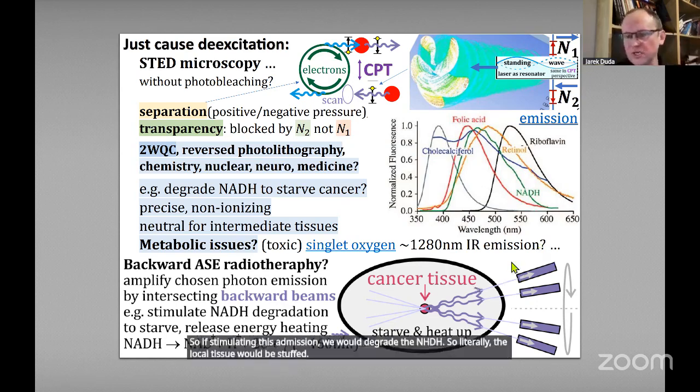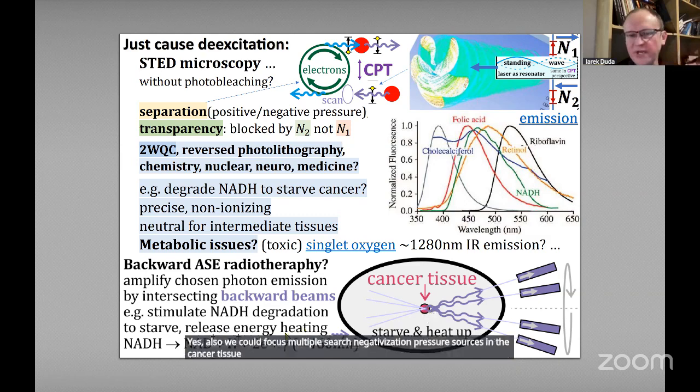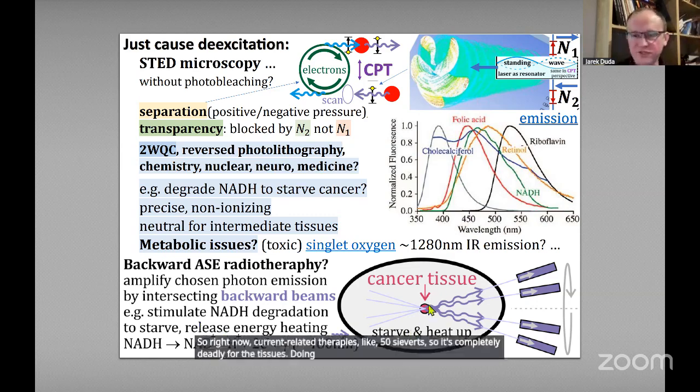Yeah, so we could focus multiple such negative radiation pressure sources in the cancer tissue. Let's say speeding up the degradation 10 times, and for intermediate tissues for a fraction of a percent. So it would be completely negligible. Currently radiotherapy is like 50 sieverts, so it's completely deadly for the tissues. Doing radiotherapy with negative radiation pressure would be much healthier.